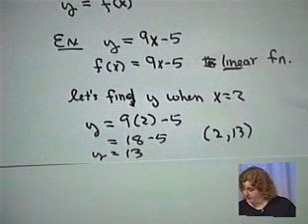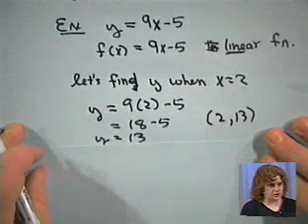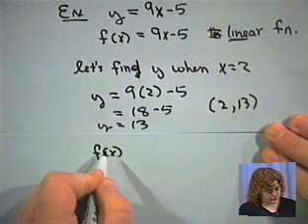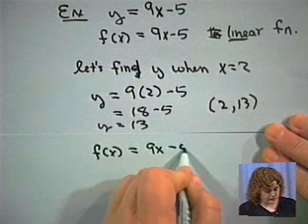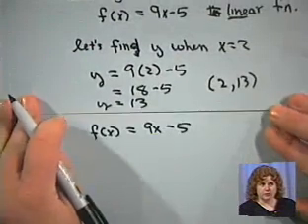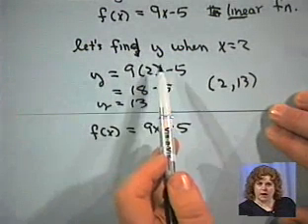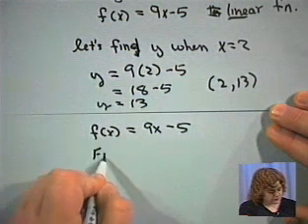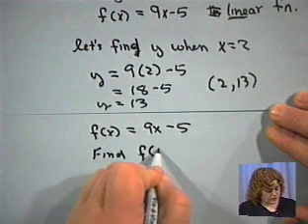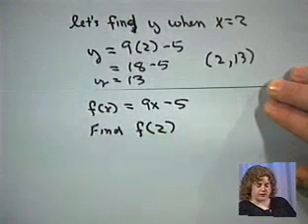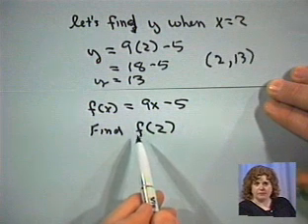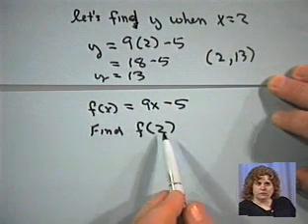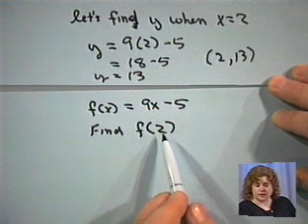Let's do the exact same thing, but using function notation. We'll evaluate our function. F of x is equal to 9x minus 5. The way I would pose the question, instead of saying find y when x is equal to 2, I would say find f of 2. What that means is evaluate the function whose name happens to be f, and do that when x is 2. Everywhere you see an x, plug in a 2.